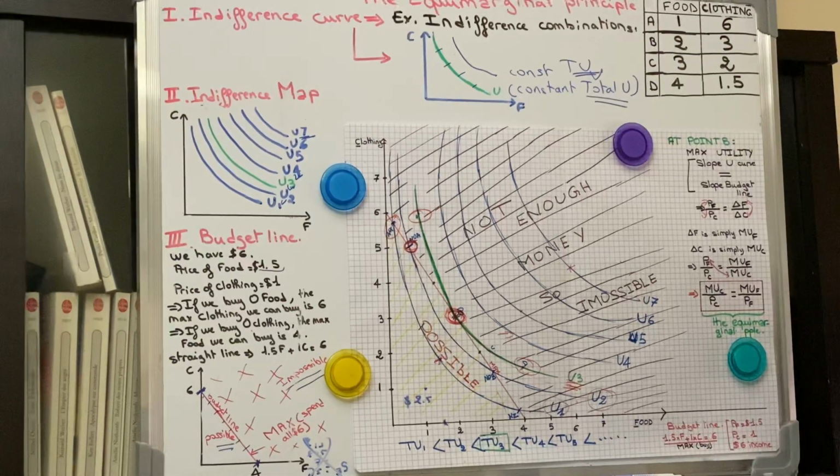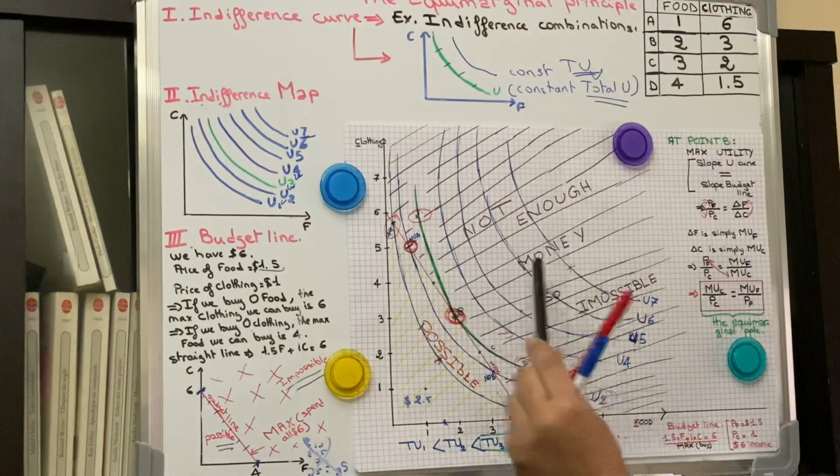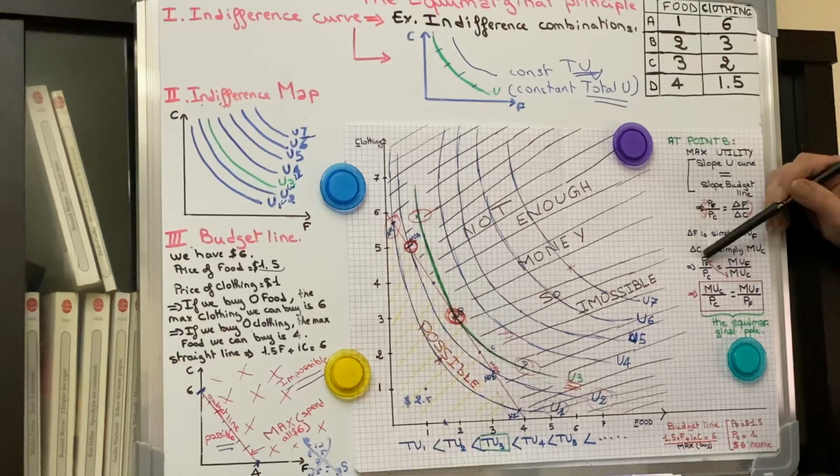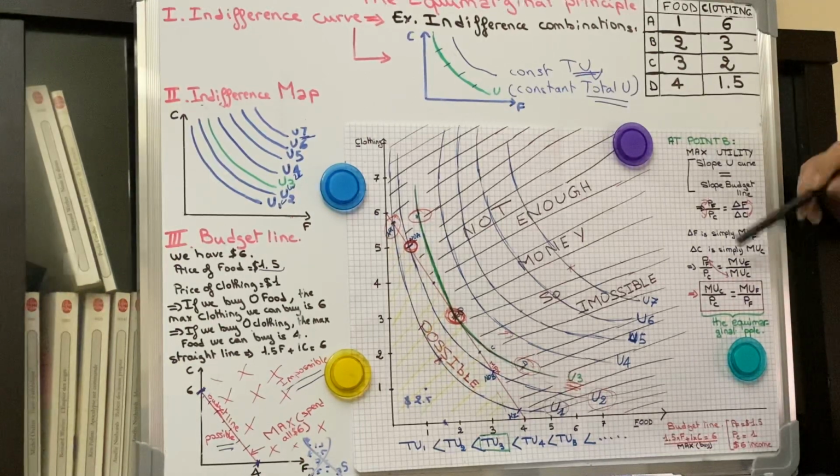Okay, what is the change of food over the change of clothing when it comes to the utility curve? It's simply the marginal utility. The delta means additional change, which is exactly the word in economics for marginal, okay? So you're going to find that the price of food over the price of clothing is equal to the marginal utility of food over the marginal utility of clothing.